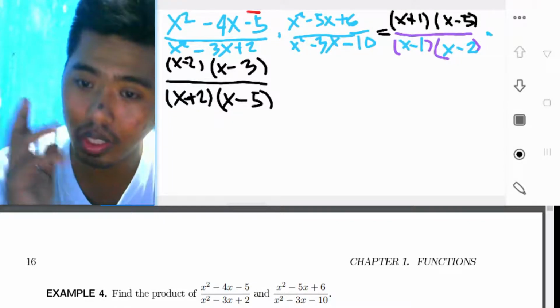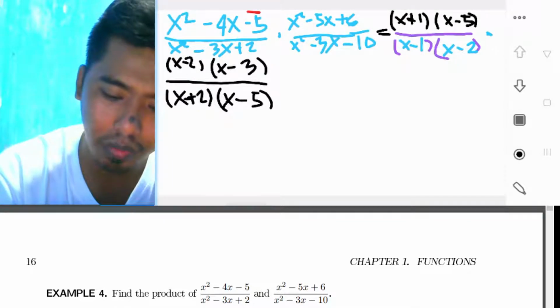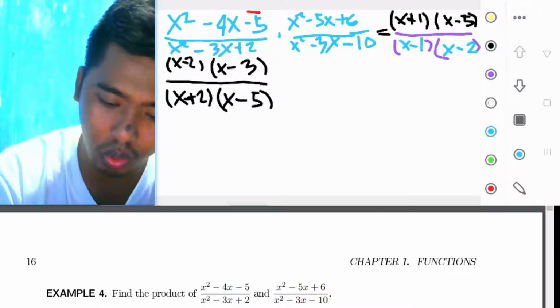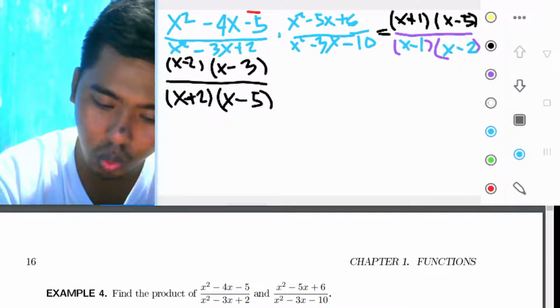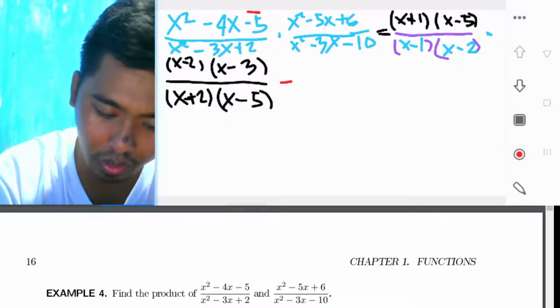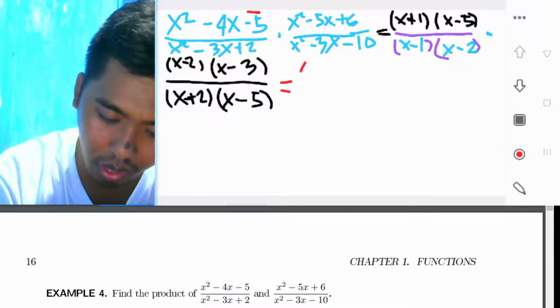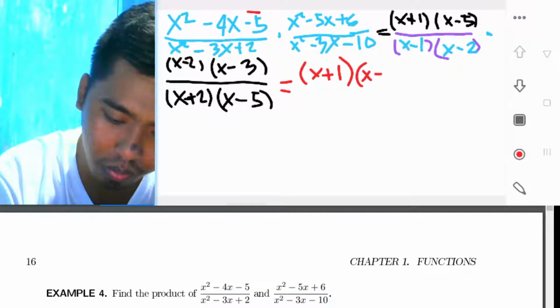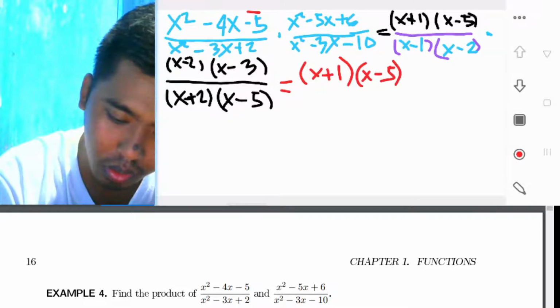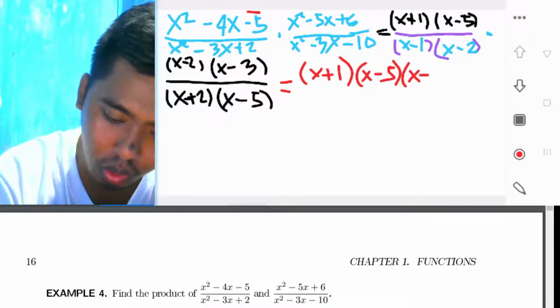Pwede na nato itapad. Okay? So, ato silang itapad. Iusa nato sila. Atong gamitan of red. Okay? This would become x minus 1. I mean plus 1, sorry. Then x minus 5. Then x minus 2. So, ang atong ibuhat diri is gitapad ta ang numerator o x minus 3.